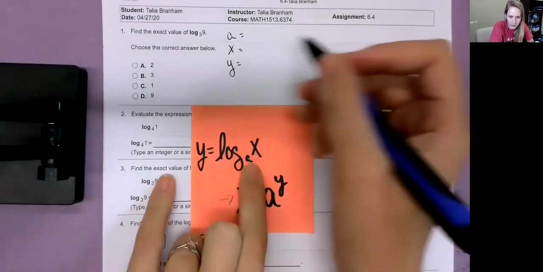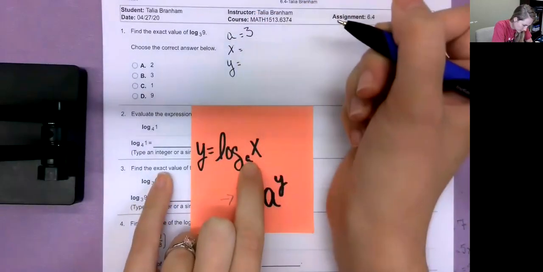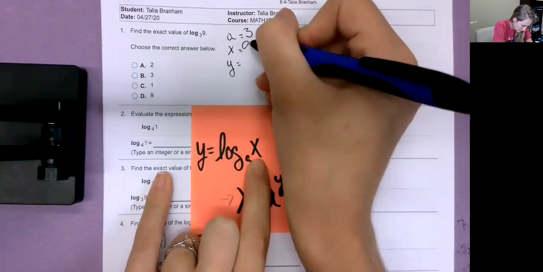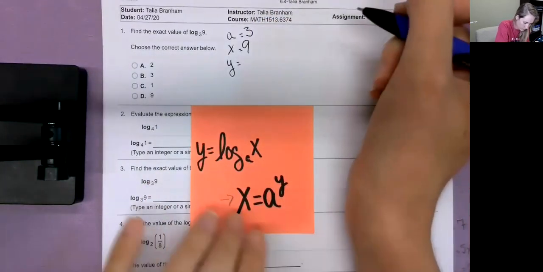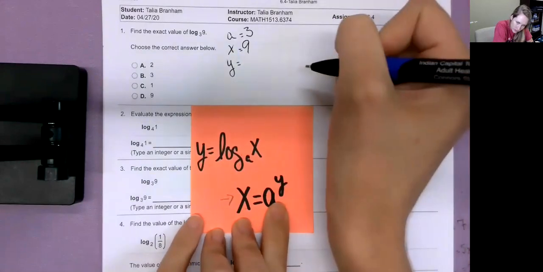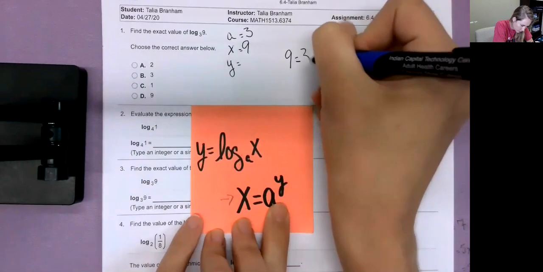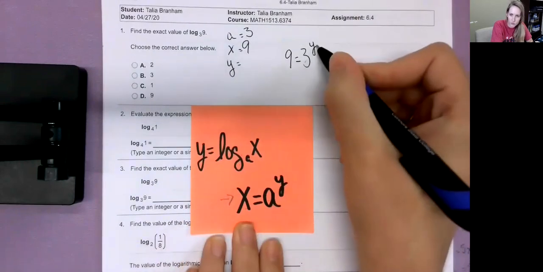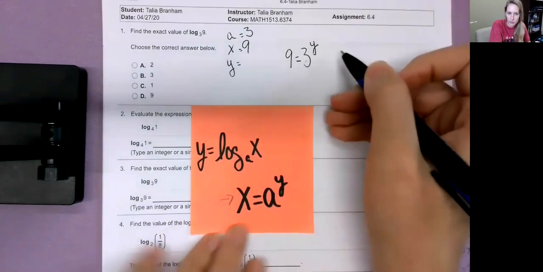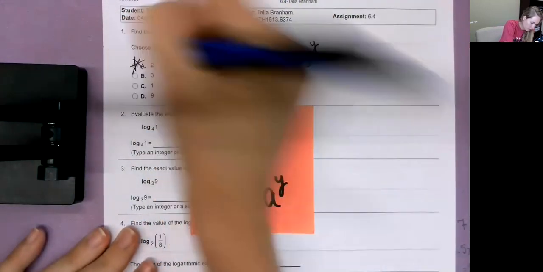So our a in this log form is 3, and our x is 9. So then we're going to rewrite it because we don't have a y, we don't have an equal sign. So we have 9 equals 3 to the y. What is y equal for this to be true? And that would be 2 because 3 squared is 9.